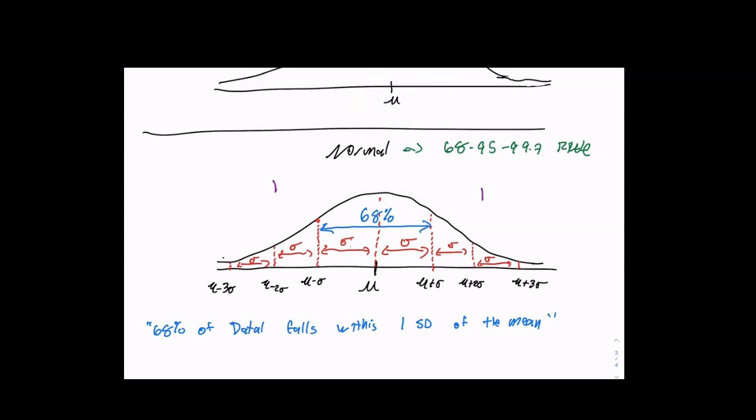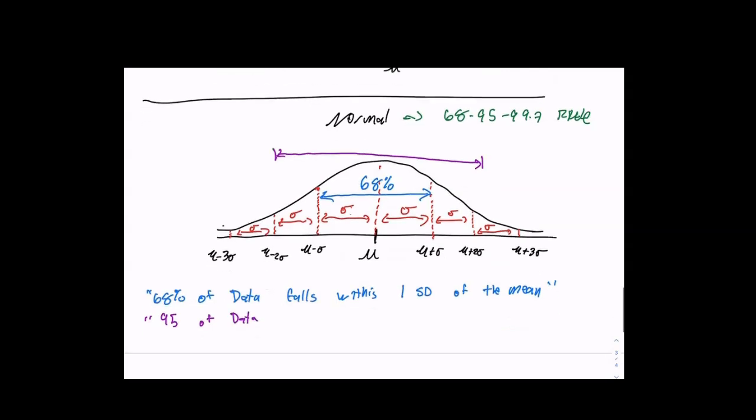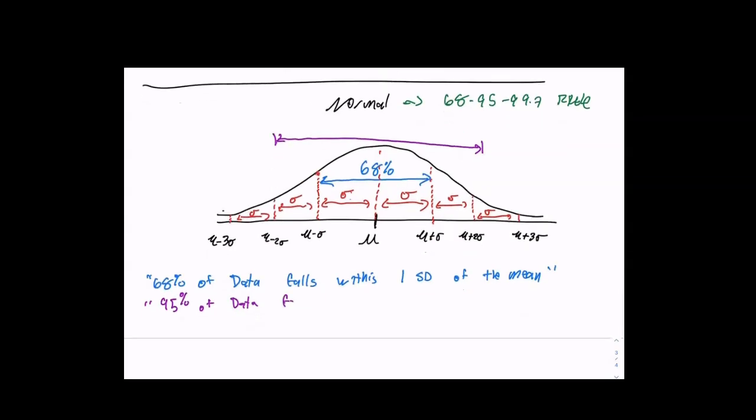How much do you think falls within two standard deviations of the mean, of the data? Is it 95? Yep, 95 what? Percent. Yeah, 95 percent of the data falls within two standard deviations of the mean.